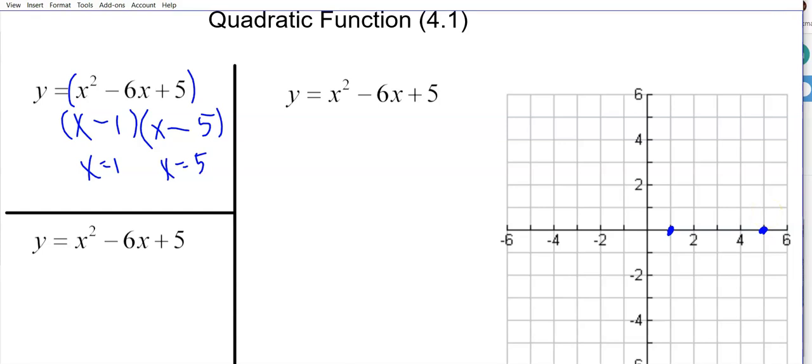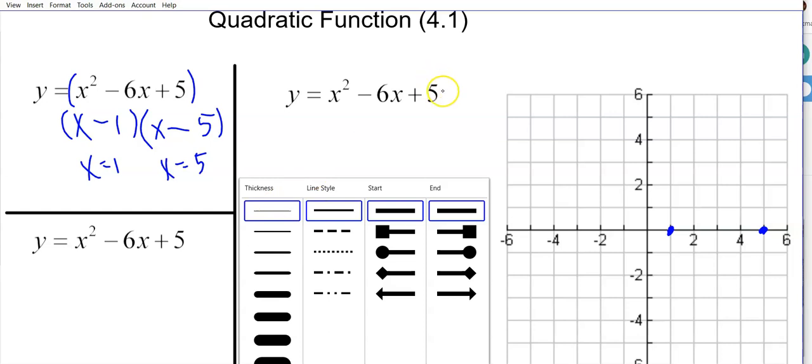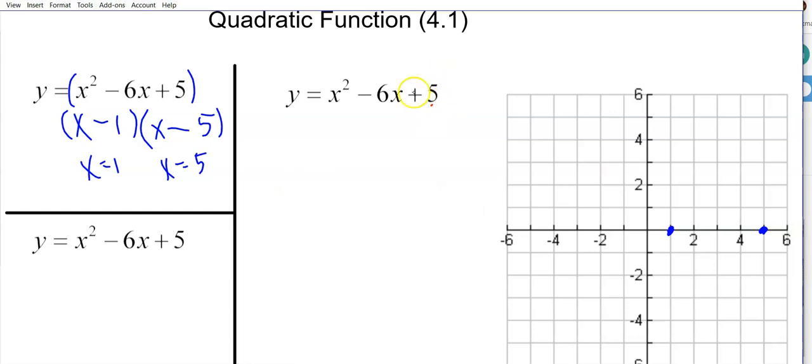If you look at a couple different ways to look at this one. Right away you see that when it's in standard form, the y-intercept is going to be 5. So I know that one of the points is going to be there at 5. Let's go ahead and complete the square in this one.